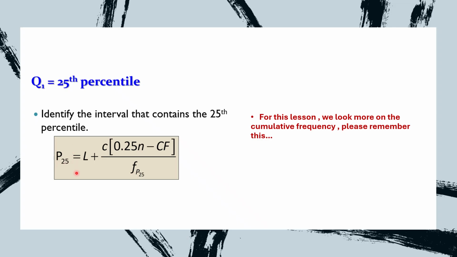P25, where we have L, which is the lower class limit, we have C, which is the class width, we have 0.25, which is already in the formula, times N, which is the sample size, minus the cumulative frequency, divided by the frequency of the percentile. Now, I want you to remember for this lesson, we look more at the cumulative frequency. You need to remember that that's the trick that will help you on tests, exams, or quizzes.